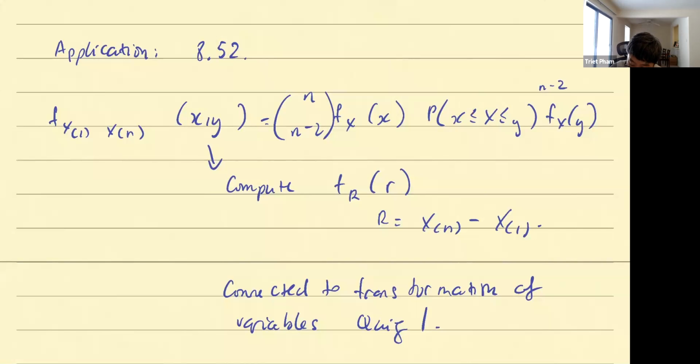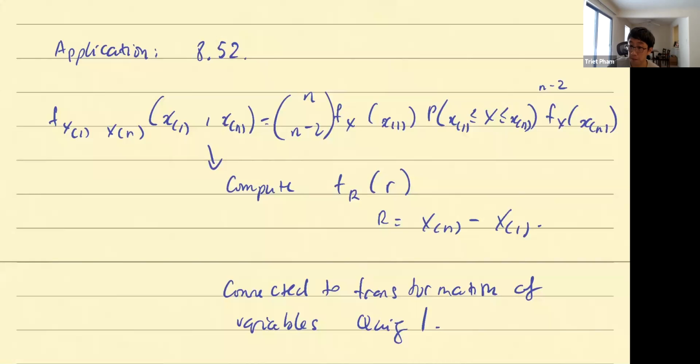So if I want to make it a little bit more precise, maybe I should do little x1 and little xn. So this will be little xn. This will be little x1. This will be little x1 to little xn. Do you understand? Yep.